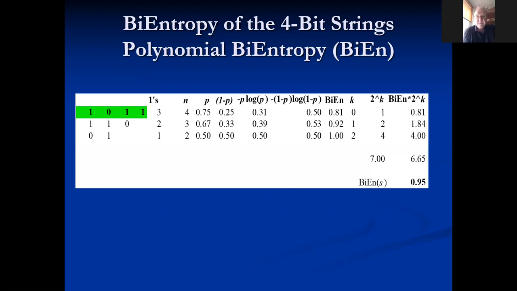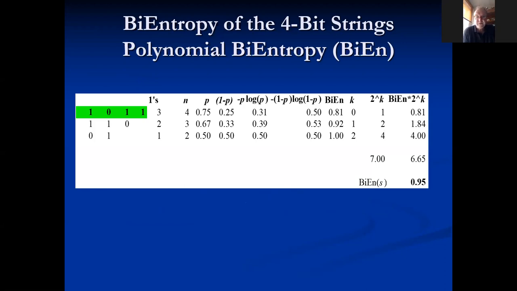So here's a simple spreadsheet to show how we calculate the bi-entropy of a 4-bit string. I made a point of doing all the computations and analysis inside the spreadsheet environment, so in principle, the work is accessible to anyone who's got the ability to use a spreadsheet. And I think that's working quite well for me, which I'll explain later.